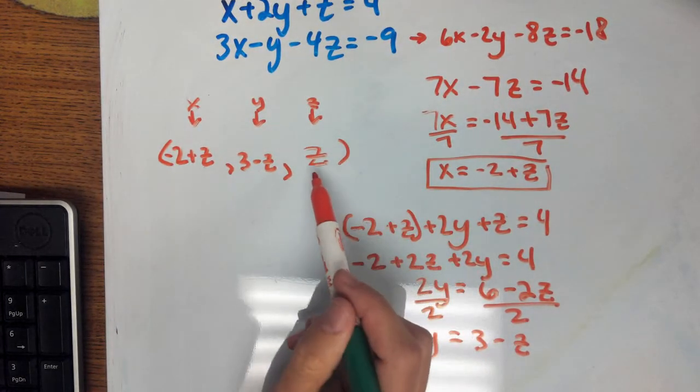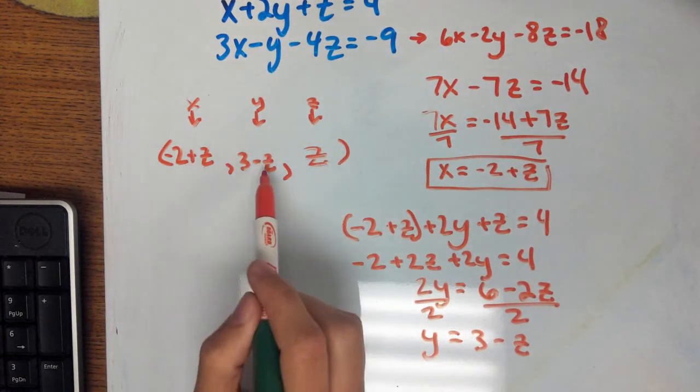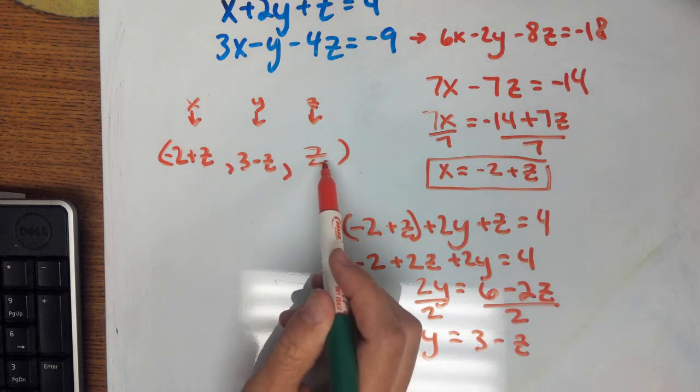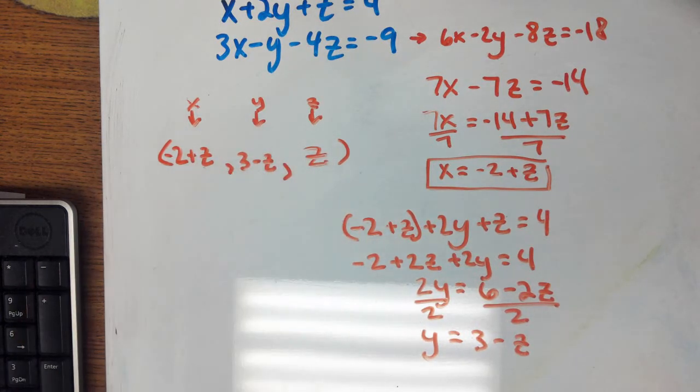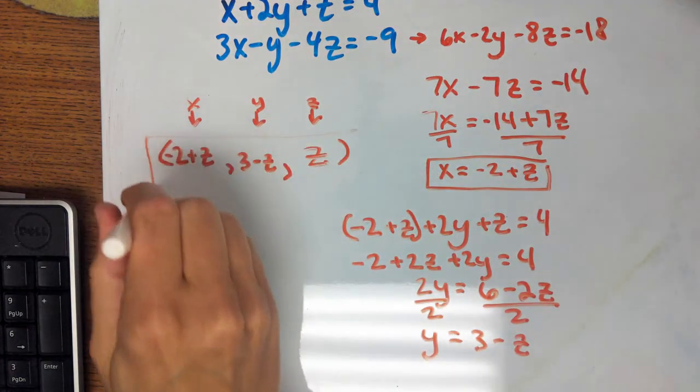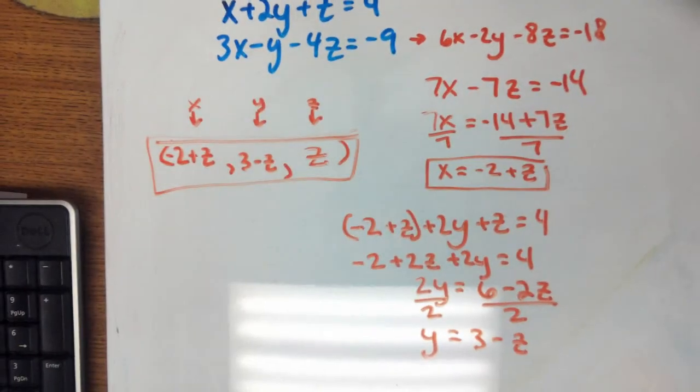So let's say we knew that z was 5. I could find x and y. If z changed to negative 18, I could still find x and y. So that's going to give me that plane, my final solution, instead of just a point.